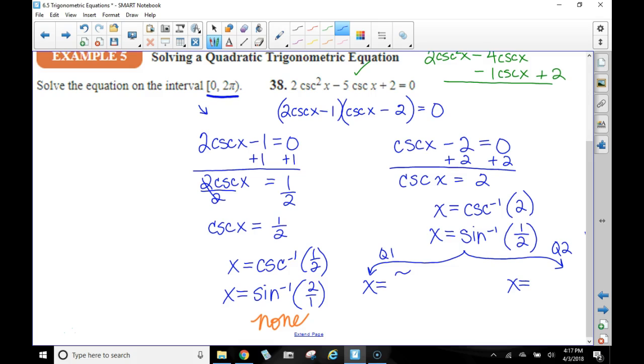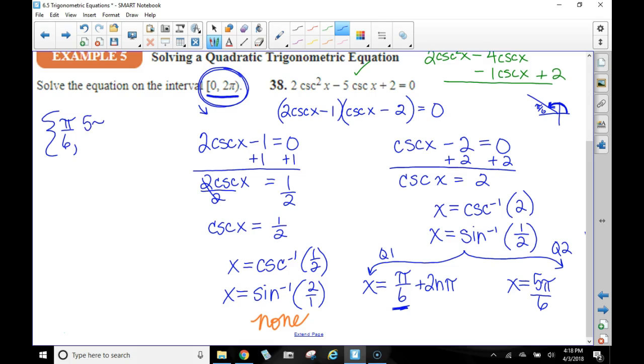Well, in quadrant 1, that's going to be 30 degrees or pi over 6 radians. And you don't have to, on this one, put the plus 2 pi, because they said you only want to give those answers in the interval from 0 to 2 pi. So I'm only going to have to say the pi over 6. And then in quadrant 2, it's that angle in quadrant 2 that has a reference angle of pi over 6. This angle in quadrant 2 is 5 pi over 6. Okay? So my final answer is just going to be the solution set that contains pi over 6 and 5 pi over 6. That is it.